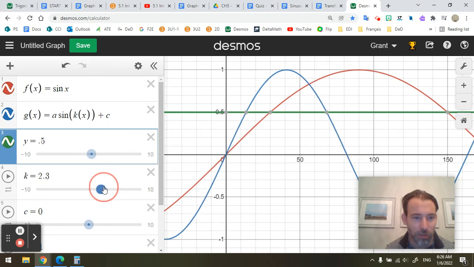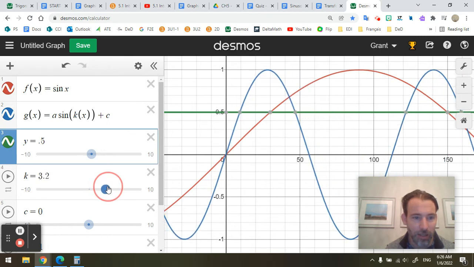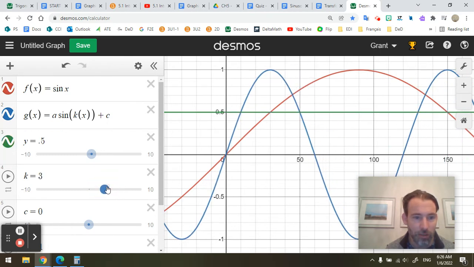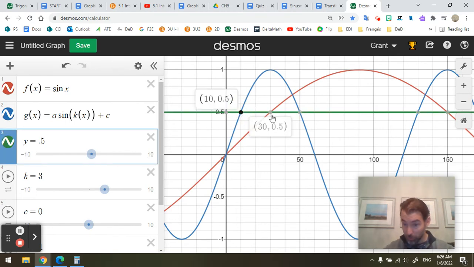If I go k is 3, we'll see that come to 10, because 30 divided by 3 is 10. So this is now here at 10. Okay, so it's compressing the function towards the y-axis. This affects the period of the function. We're going to see some mathematical formulas to do that soon.